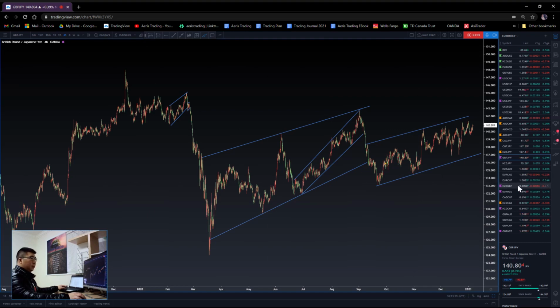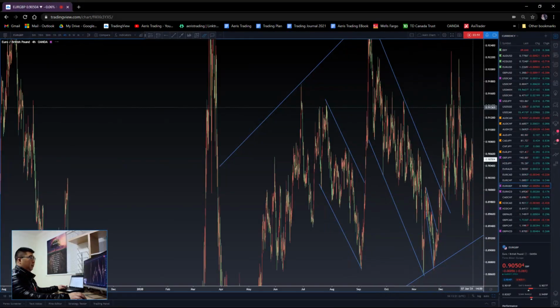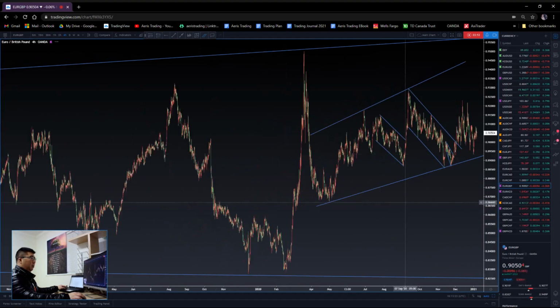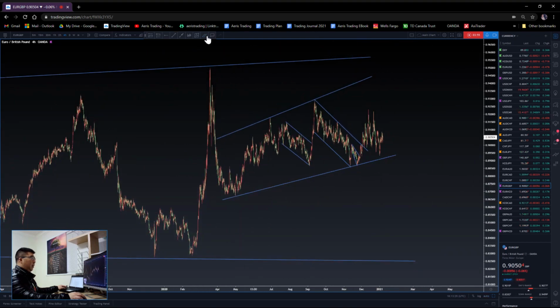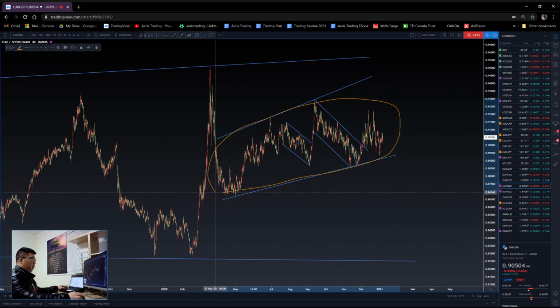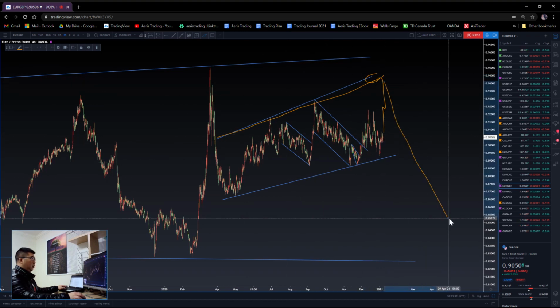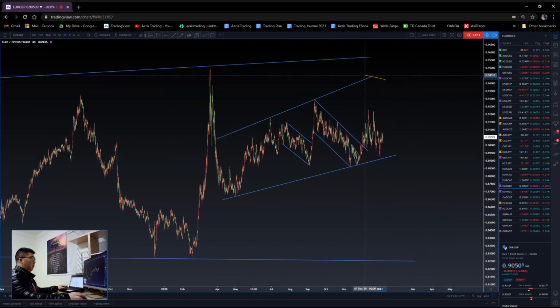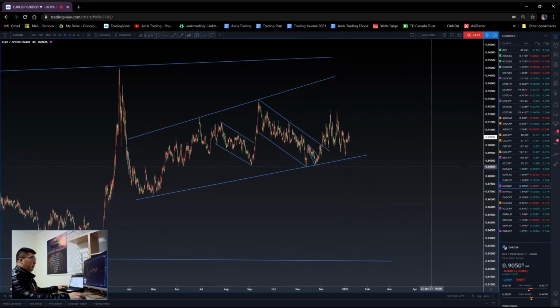A couple of examples here. Let's say we look at Euro Pound. To me, this is a flag in the making, but it's not complete. You see that this is a strong impulse down and we're just forming this consolidation. So ideally, price would push itself up to the top of this trend line and then we look for continuation down. This is certainly one of these higher time frame flags that's in the making but not yet complete.